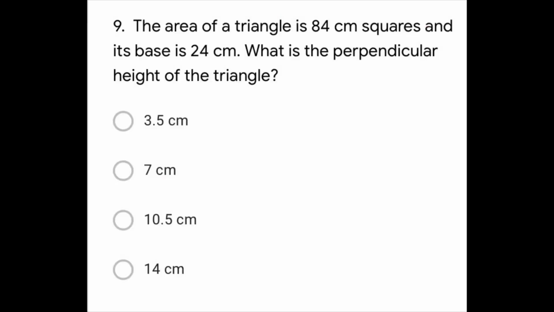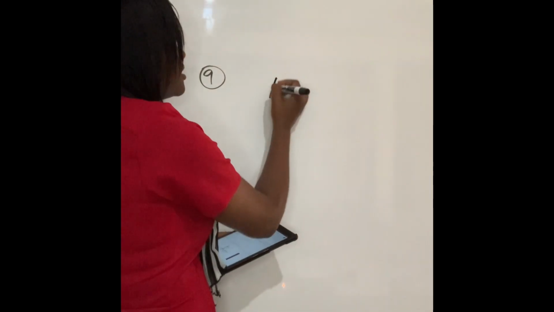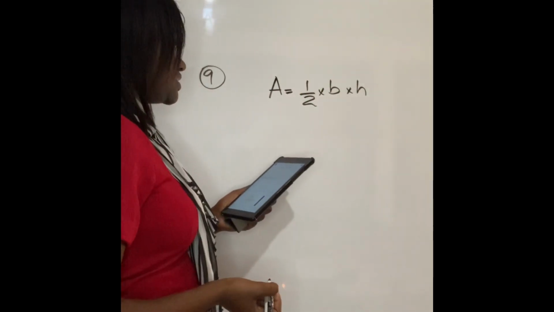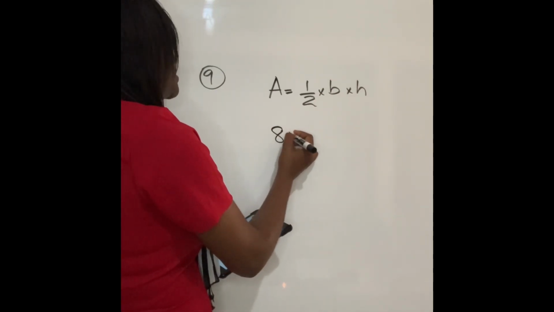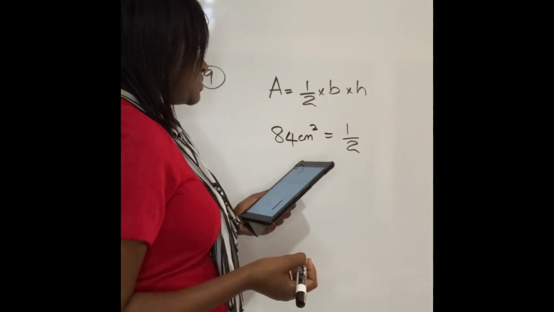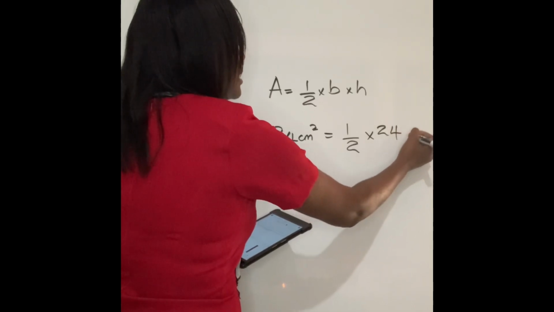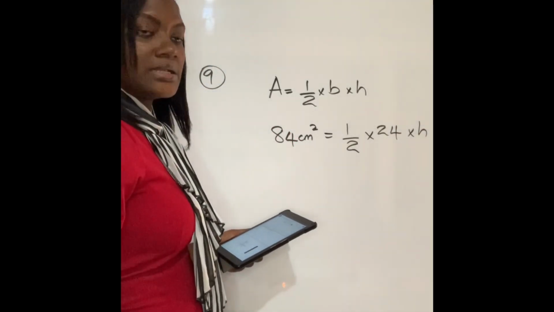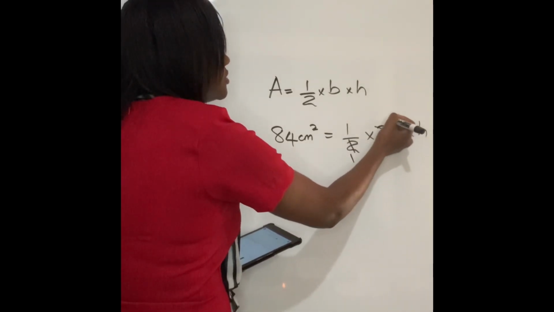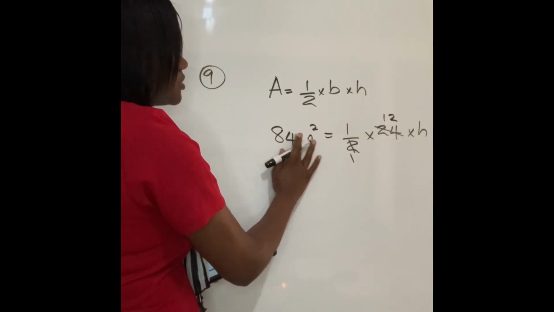Question 9, it says the area of a triangle is 84 centimeters squared and its base is 24 centimeters. What is the perpendicular height of the triangle? First, we know that the area of a triangle is equal to half base times height. According to this question, the area is 84 centimeters squared, the base in this case is 24, and we don't know the height. The height is what we're trying to find. So we're going to cancel. So it's going to be 2 into 2, 1, 2 into 24 goes 12.